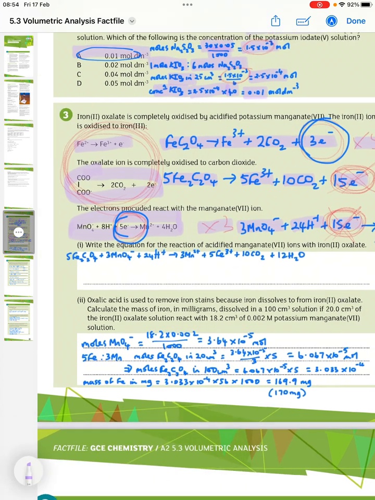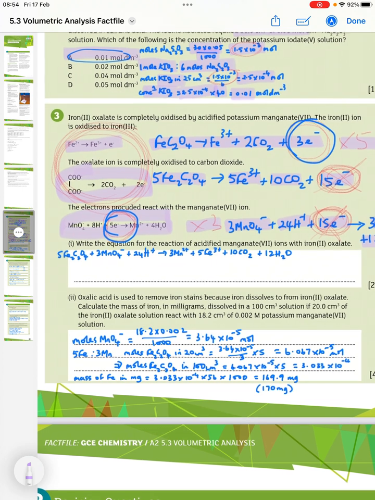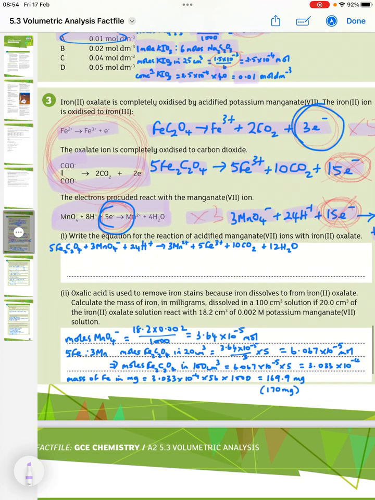Next one, oxalic acid is used to remove iron stains because iron dissolves to form iron 2 oxalate. Calculate the mass of iron in milligrams dissolved in a 100 cubic centimetre solution if 20 cubic centimetres of the iron oxalate solution react with 18.2 of 0.002 molar potassium manganate 7 solution.